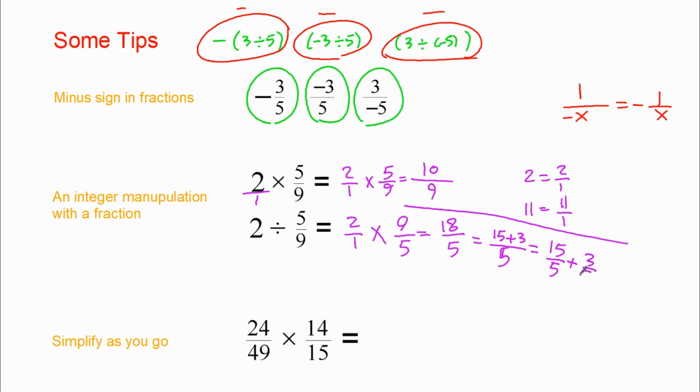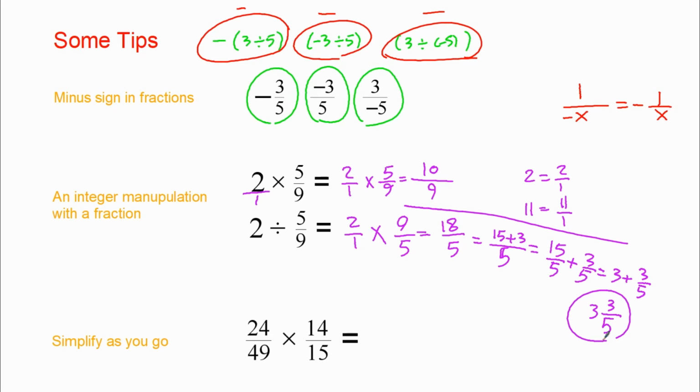So we are just doing almost the reverse of what we did when we were adding two fractions. And 15 over 5 is 3, plus 3 over 5. And if I write it down in a mixed format, it would be 3 and 3 over 5. This was how we showed a mixed number.